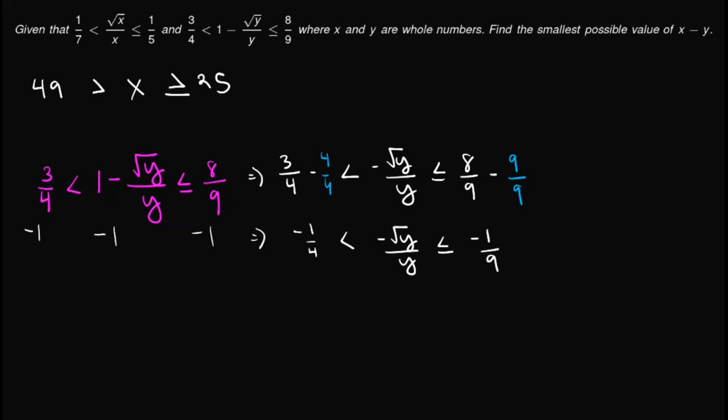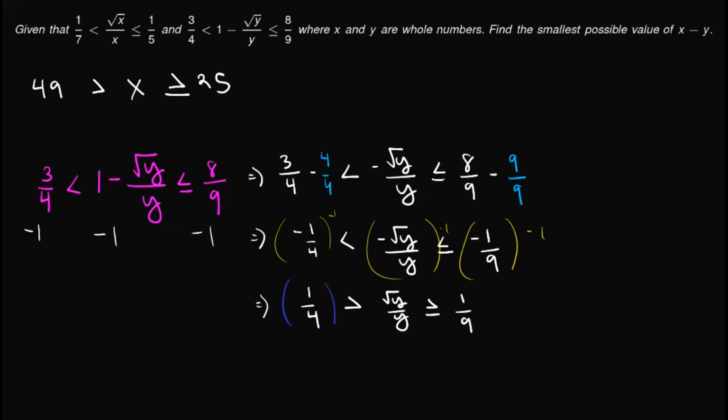Now from here, what I would do is I would multiply the negative sign in all of this one. So times negative 1, and negative 1. And so we will obtain 1 over 4, square root of y over y, and 1 over 9. Since we multiplied a negative value in the inequality, the sign would reverse. And from this part, it's simply a similar process to what we did in the first inequality. So we square all of these.